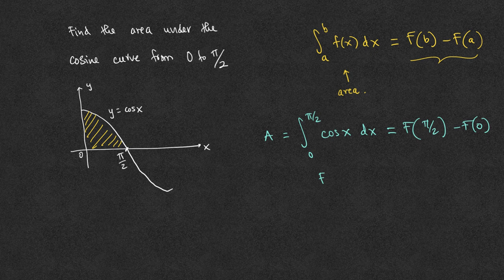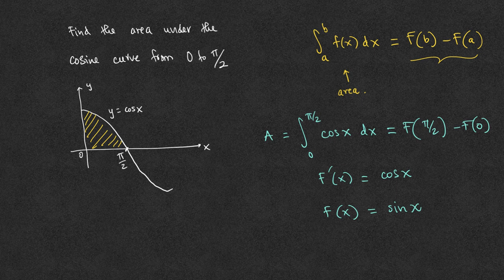F of x is an antiderivative of cosine of x such that F prime of x equals cosine of x. What is the function F of x so that when we take the derivative we have cosine of x? There is only one function that will do that, and that is sine of x.